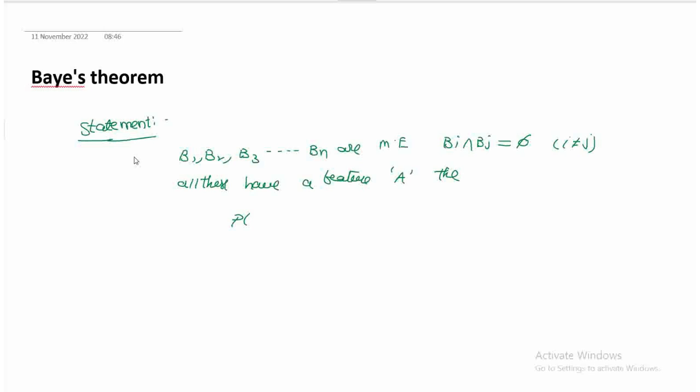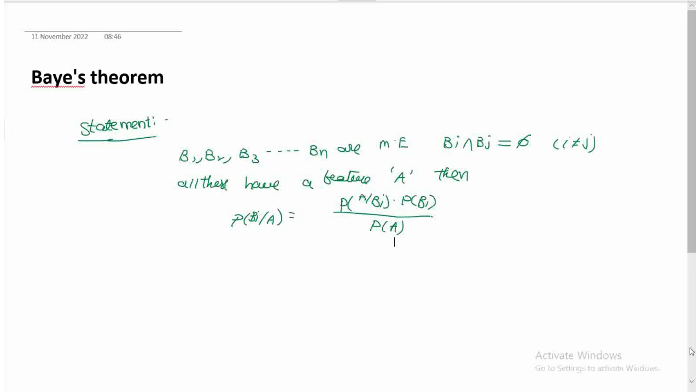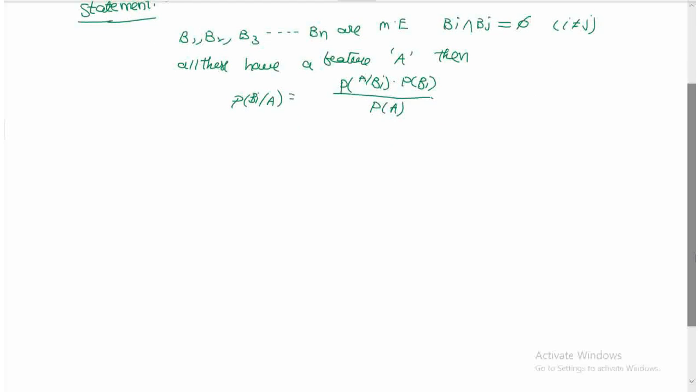Now let's consider the probability of the component Bi from which the feature A is collected. It is to be calculated using the Bayes theorem as probability of A given Bi into probability of Bi by probability of A. This is what we actually need to prove. Come to the proof.